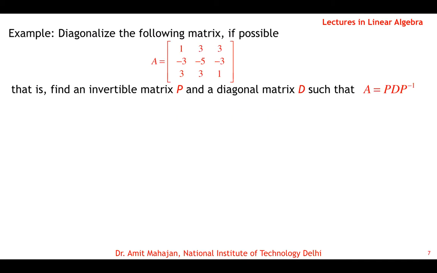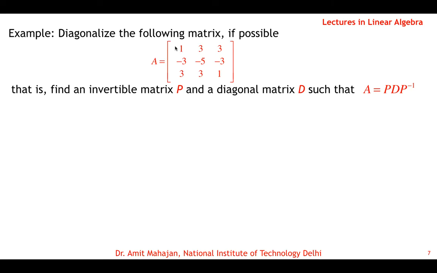Now we take two examples here to see how to check whether the matrix is diagonalizable or not. This example says: diagonalize the following matrix if possible. A is a 3 by 3 matrix, that is, find an invertible matrix P and a diagonal matrix D such that we can write A as P D P inverse.